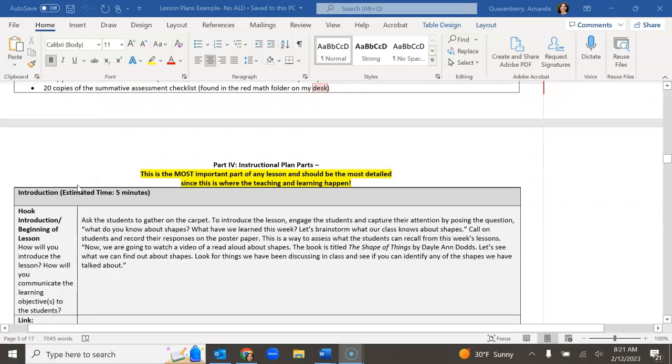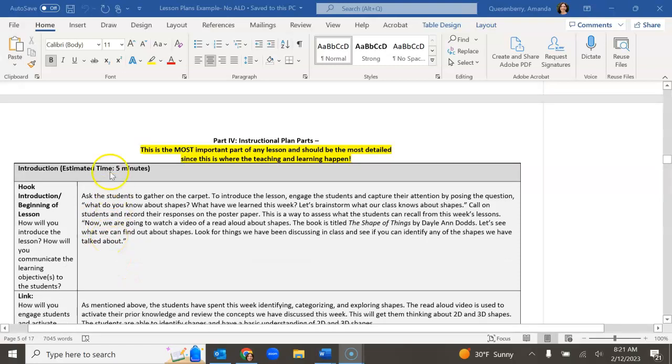And finally, on page 5, we get to the steps in your lesson. You may be like, wow, what am I actually teaching? Well, this is where you are going to write out details about what you'll actually be doing.